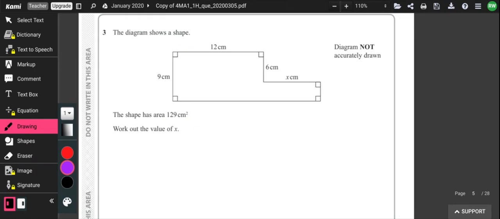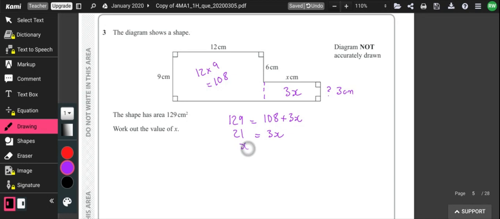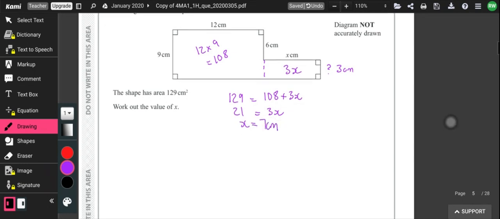Question 3 is a compound shape, and it says the area of this is 129. Work out the value of x. So if we split this into two chunks here, we just need to work out that value there, which we can see from the left-hand side is 9 minus 6, so 3 centimeters. So this is 3x. The area of the larger rectangle will be 12 times 9. So that equals 108 centimeters squared there. So we know that 129 total is 108 plus the 3x. So we can rearrange this to get 21. So x equals 7 centimeters.